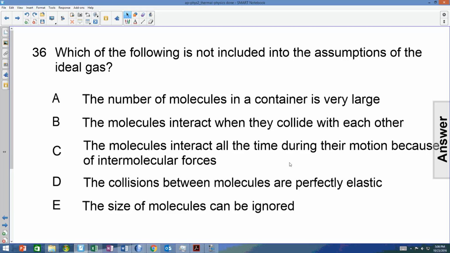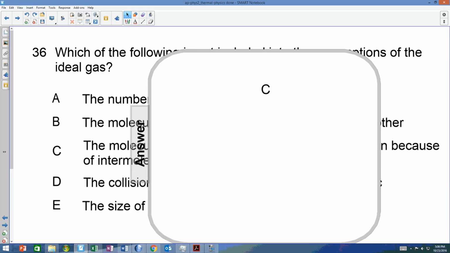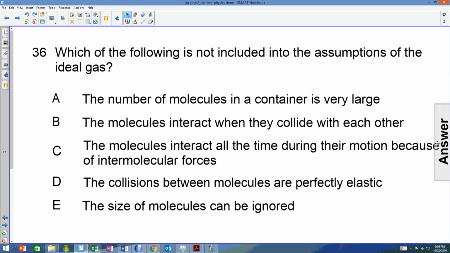Okay, so let's see if you chose the correct answer. The correct answer is C. Part C is not included in the assumptions.